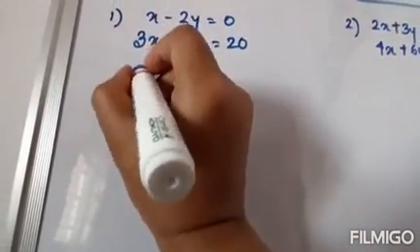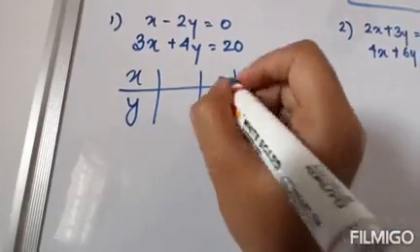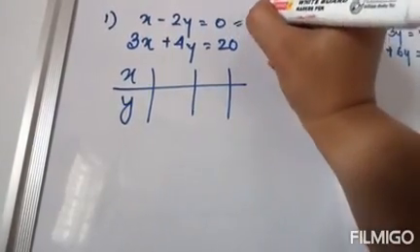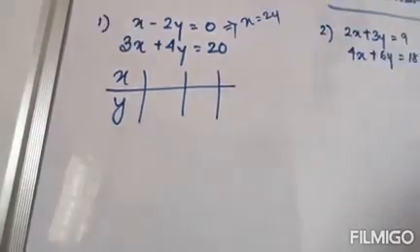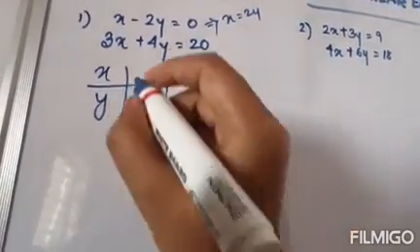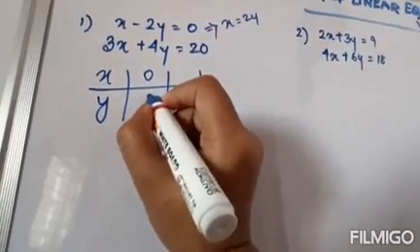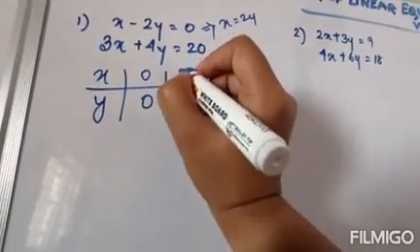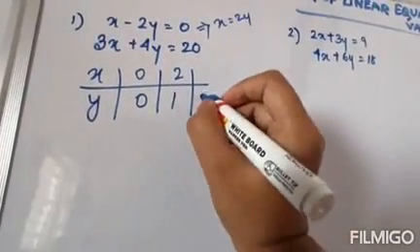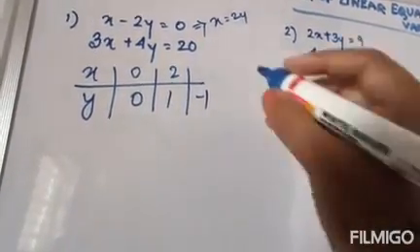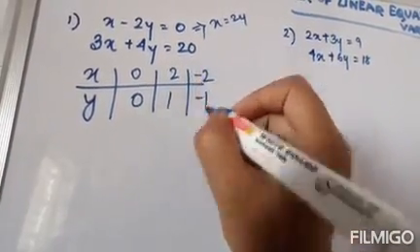Now let's solve the first one. For the first equation, what are the points that we get? This one I take as x is equal to 2y, correct? So when y's value is 0, x value is also 0. When y's value is 1, x's value will be 2. When y's value is minus 1, x's value will be minus 1 into 2, which is minus 2, correct?